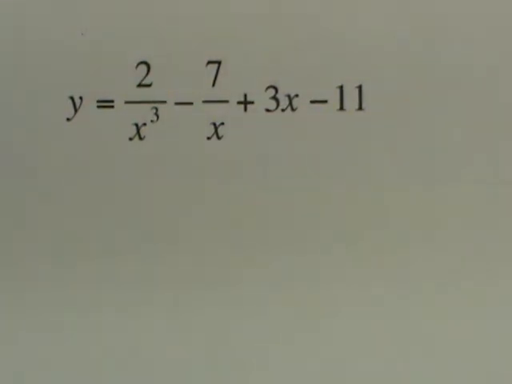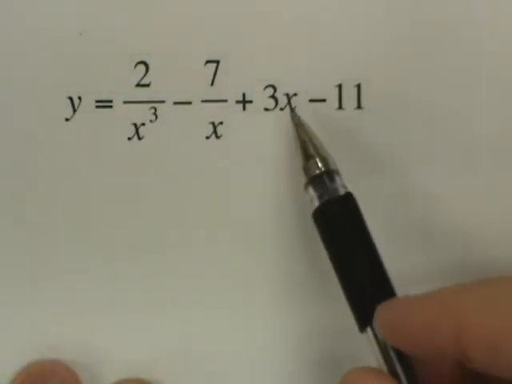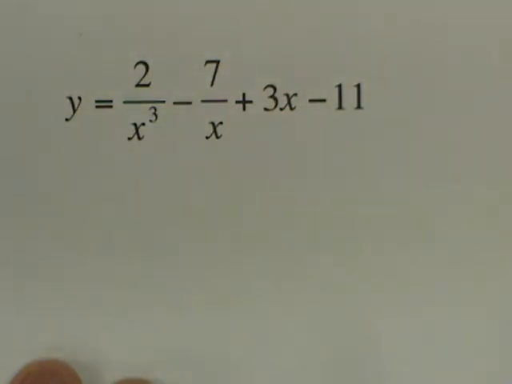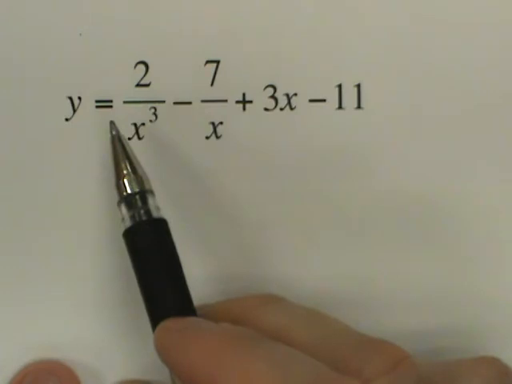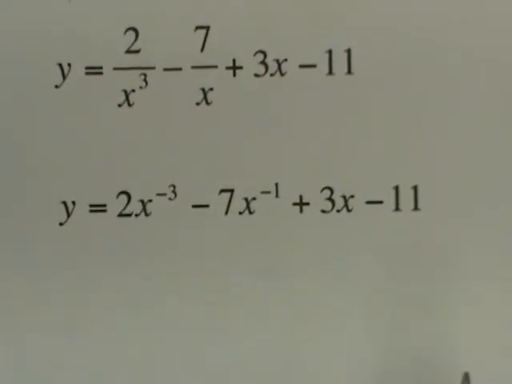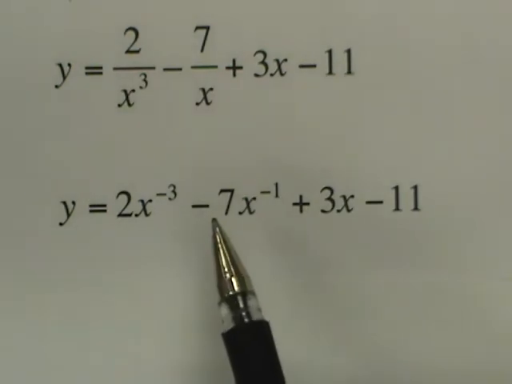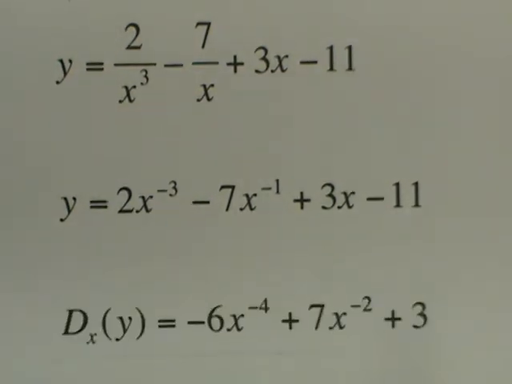Example 4 for taking a derivative using the power rule. Here we have a function that has exponents on the bottom and written in traditional form. First thing we want to do is bring these terms up so they're all written as what I call a one-liner. And so we have y equals 2x to the negative third minus 7x to the negative first plus 3x minus 11. As we apply the power rule, we again see a different notation here.